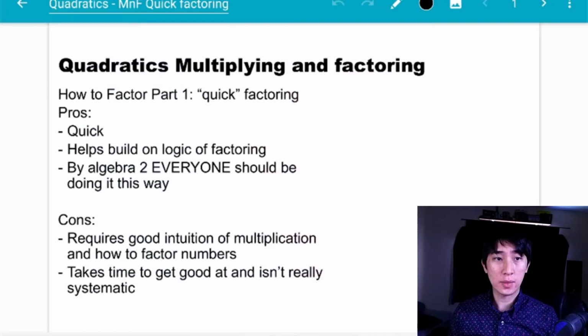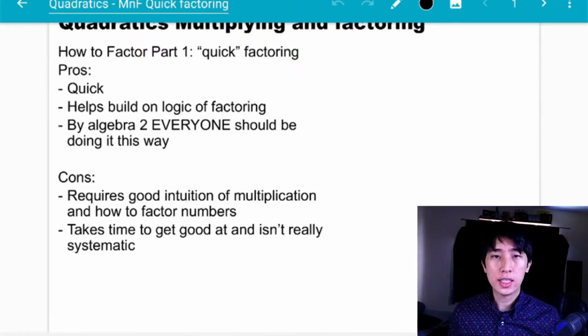So first off, let's talk about quick factoring. Here are some of the pros. It's quick, obviously by virtue of its name. That's the goal with this. It helps you build the logic of how factoring works, and the more you do it the quick factoring way, the better your brain starts making these connections. It's like constantly doing 3 times 3. You just know it's 9 after a while. You don't need to build it up. And by algebra 2, and once you get to higher levels of math, everyone should be doing it this way. Whenever you talk to someone who's good with math, almost everyone does quick factoring instead of the other two methods, just because as they do it more and more, they start to see the patterns that you use in quick factoring.